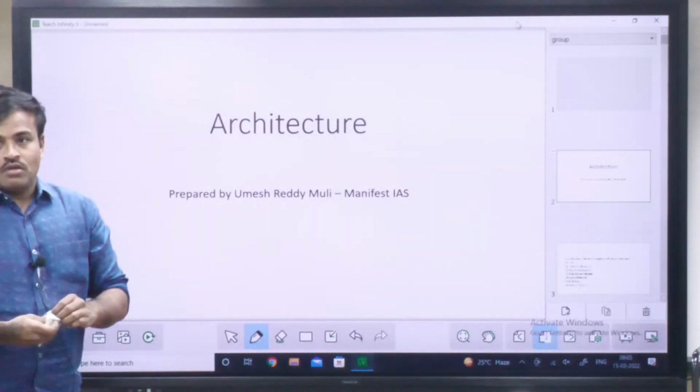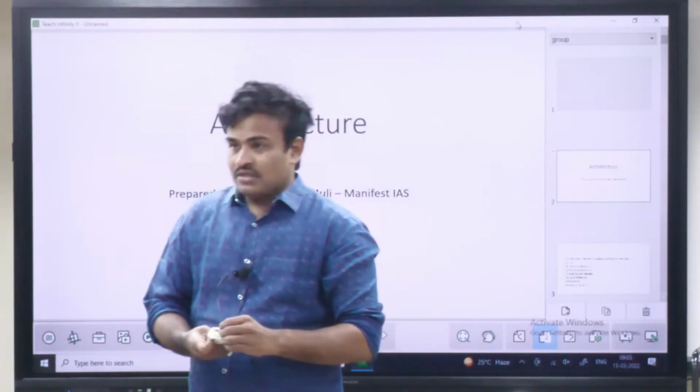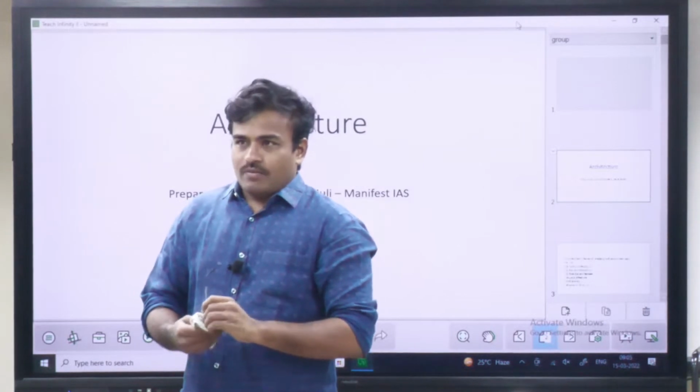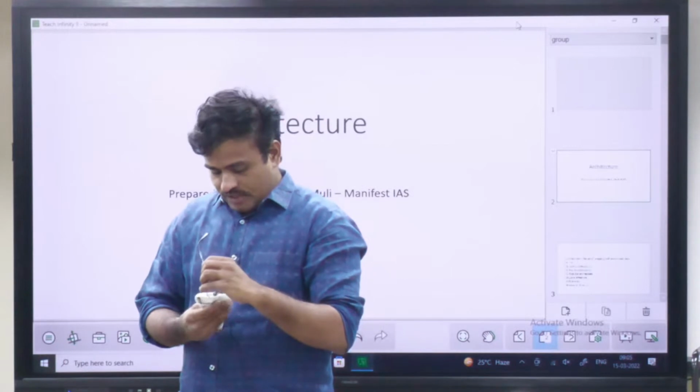So in today's session, we will finish off architecture and we'll move to the next slide, that is sculpture. And after sculpture, we'll move to painting. So in the coming week, we'll be able to finish the entire subject.